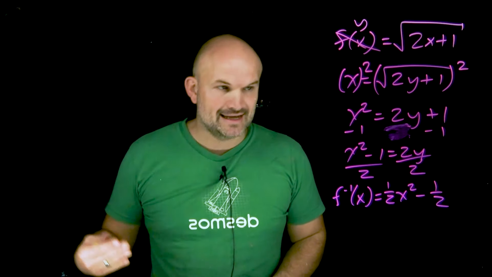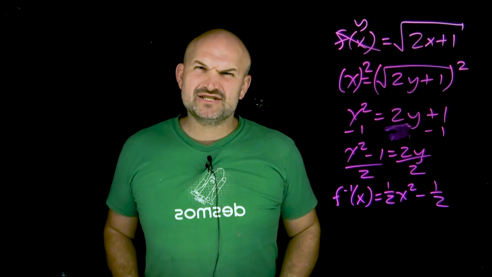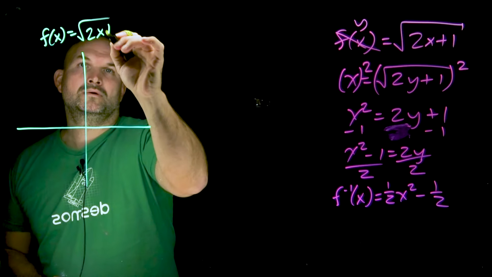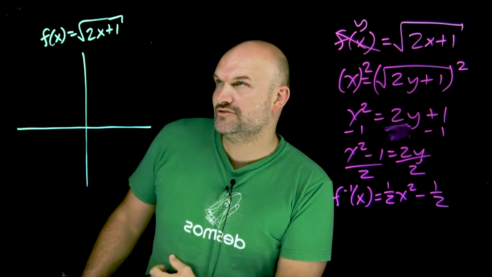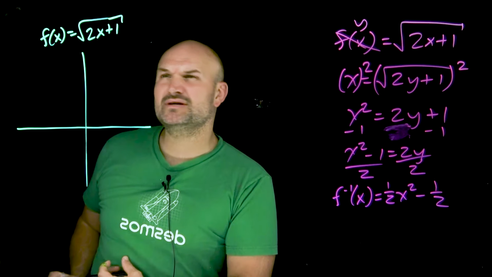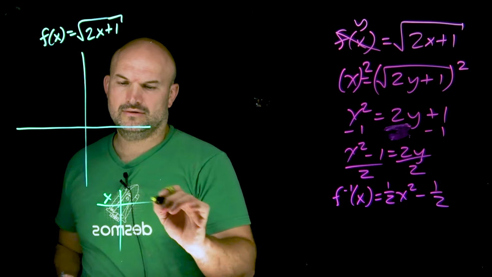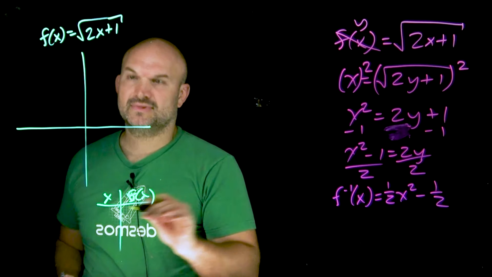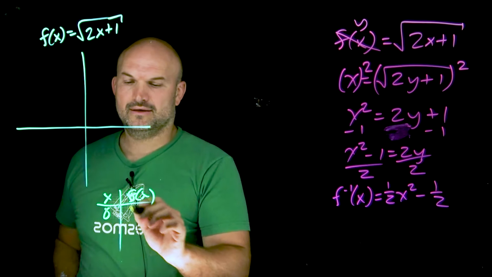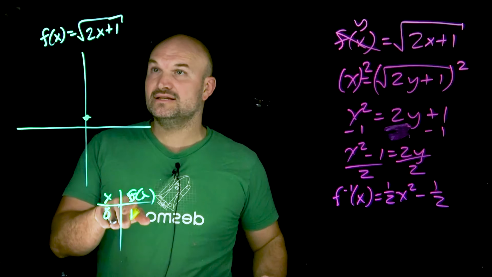So, to understand why this is incorrect, let's go back to the original graph and understand what this graph actually looks like. We could graph this using transformations, but I'm just going to use a couple of points. Let's use x equals 0. If I did a table of x and f of x, and plug in 0, 2 times 0 is 0, 0 plus 1 is 1, the square root of 1 is 1, so 0, 1.